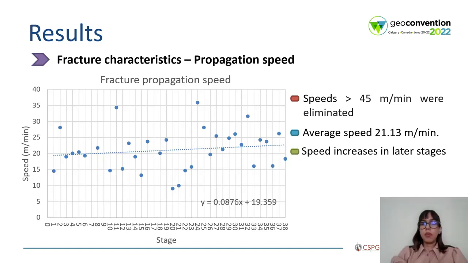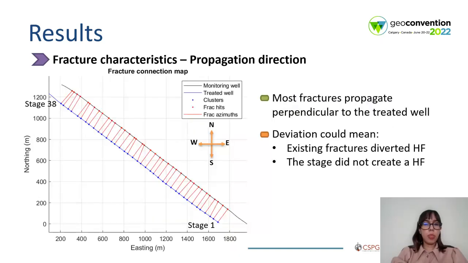This graph shows the fracture propagation speed taken from the dust strain fronts for all stages. Data with speeds above 45 meters per minute were considered outliers and deleted. The average speed of fracture propagation in this well is 21.13 meters per minute, and we see how the speed increases in the later stages. This could be because the injection rate was increased systematically with stages.